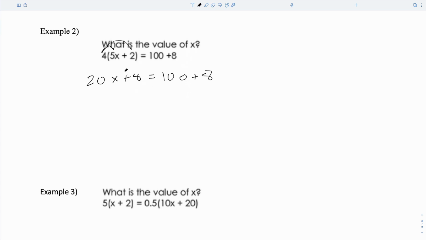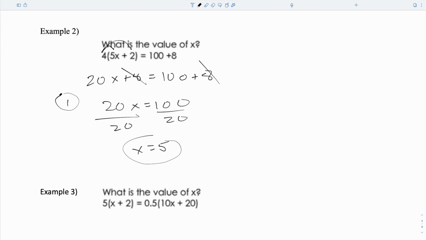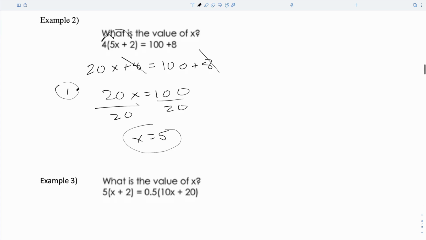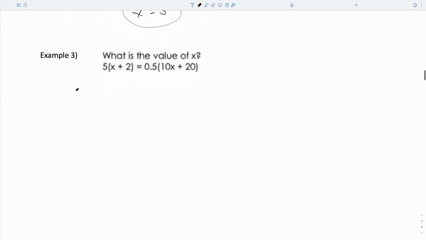Mackenzie, what can you cross out? That leaves you 20x equals 100. Dallin, what do I do next? And Wyatt, what's the answer? Okay, so far that was one step, and we got our answer. Easier than just subtracting by 8. Kind of like mental math, you guys mentioned it in your head. This example is a little harder. 2 distributive property things going on.